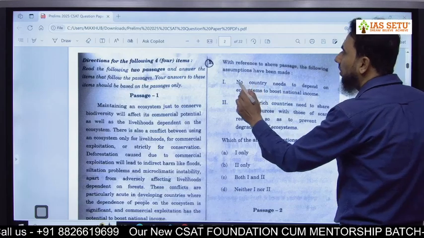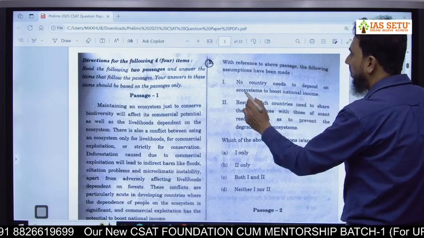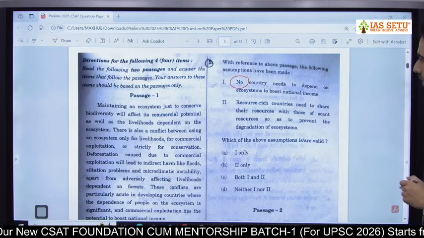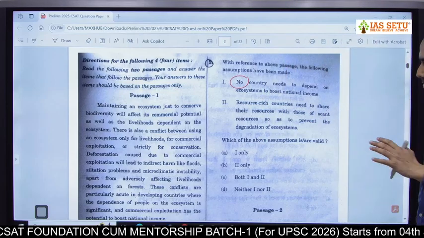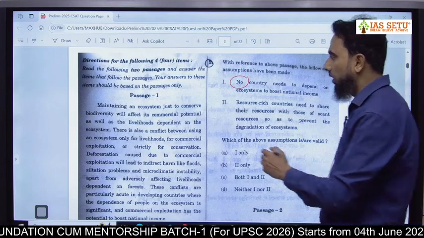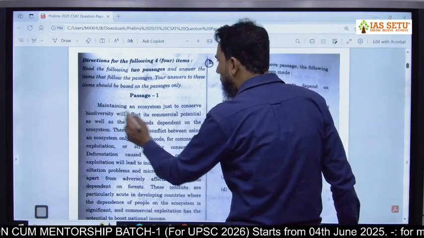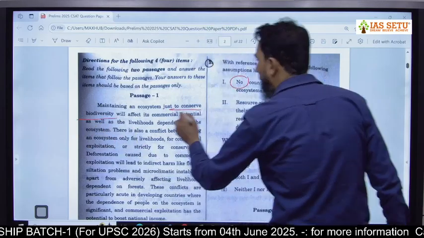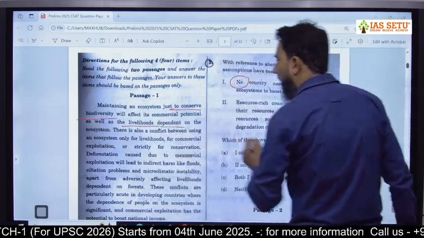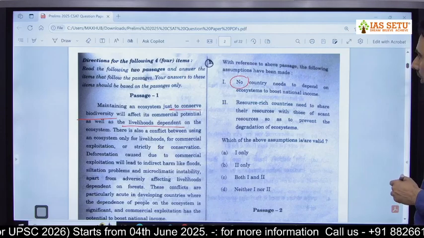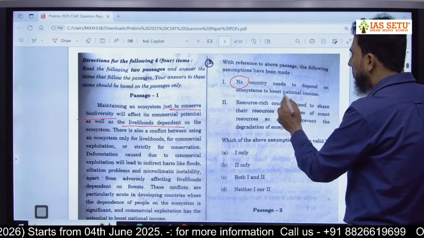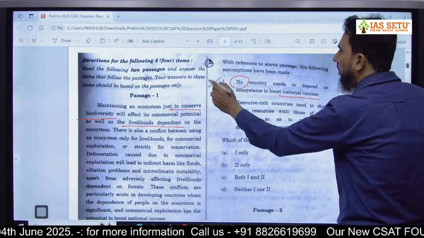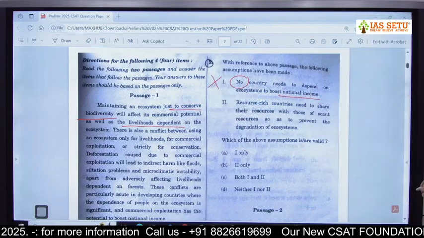Look at option 1. Statement 1: no country needs to depend on ecosystem to boost national income. Now, this is a very extreme notion. The author has not eliminated this possibility. He says maintaining an ecosystem just to conserve biodiversity will affect its commercial potential as well as the livelihoods dependent on the ecosystem. So, "no country needs to depend on ecosystem to boost national income" is not what the author has suggested. So this option is out, statement is out.